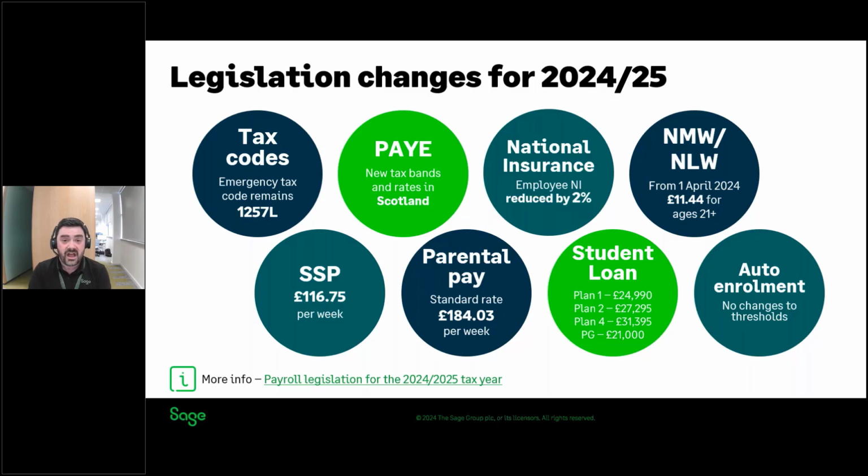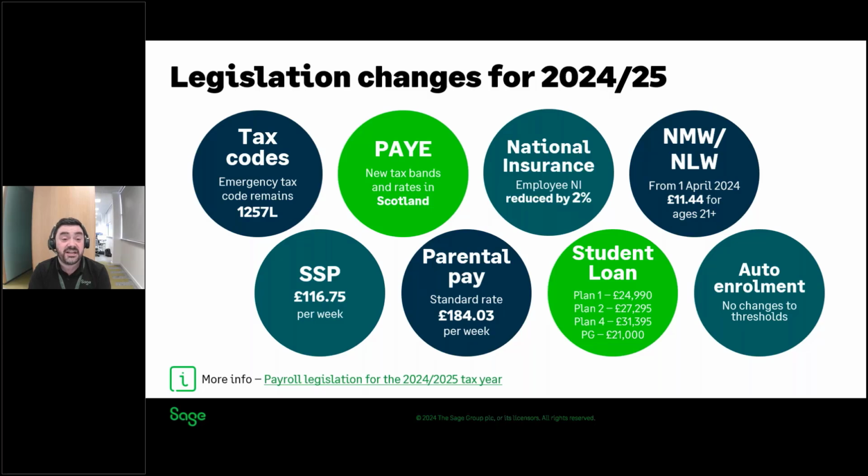For PAYE, there are no changes to bands and rates in England, Wales or Northern Ireland, but there are some changes that apply in Scotland, to employees that have a tax code starting with an S. There's an introduction of a new tax band, the advanced rate of tax, and also an increase to the top rate of tax in Scotland. You can view that legislation within your legislation settings. For national insurance, as we mentioned earlier, the budget announcement was that this will be reduced by a further 2%. It's reducing from 10% to 8% for category A with effect from the 6th of April. So don't forget to do your legislation update to update that in your software.